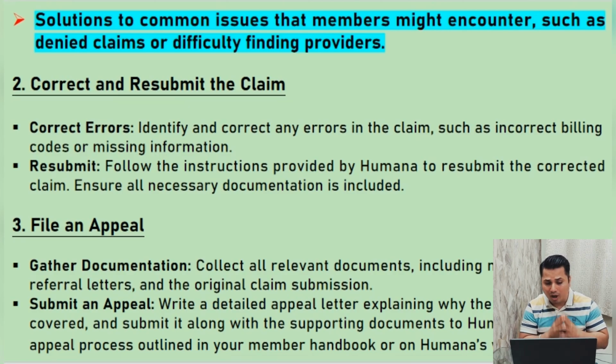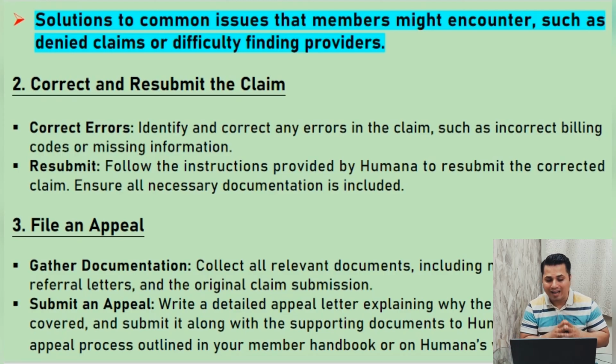Number two, correct and resubmit the claim. Correct errors. Identify and correct any errors in the claim, such as incorrect billing codes or missing information. Resubmit. Follow the instructions provided by Humana to resubmit the corrected claim. Ensure all necessary documentation is included.